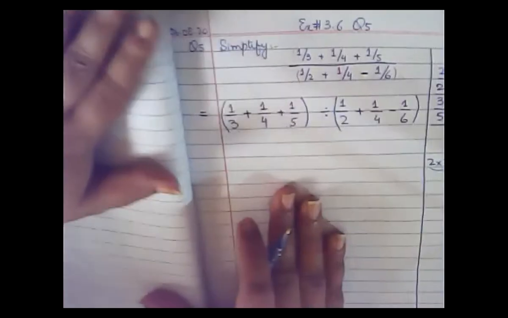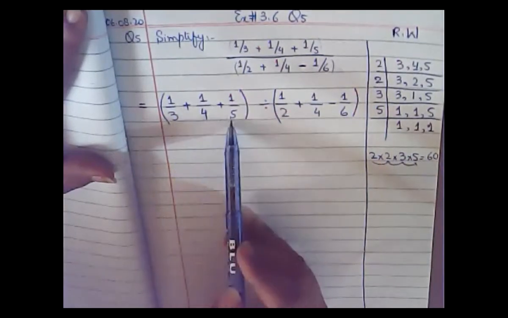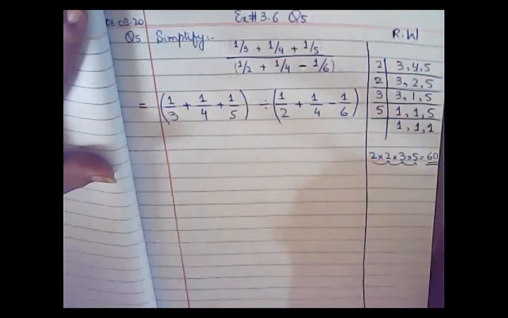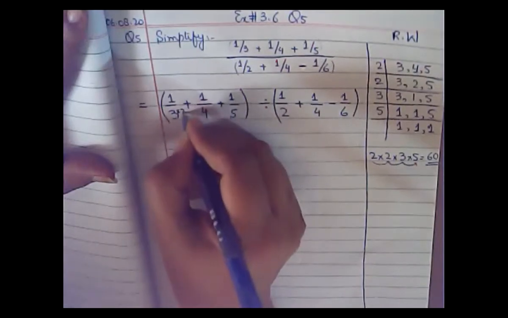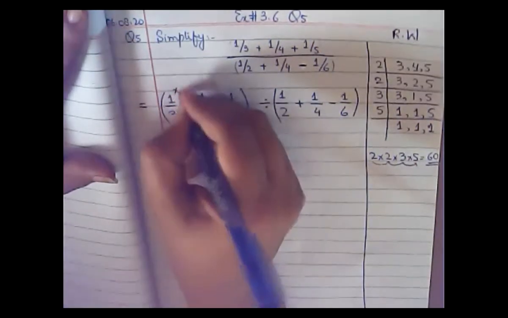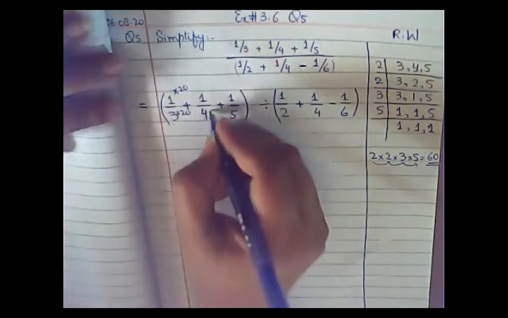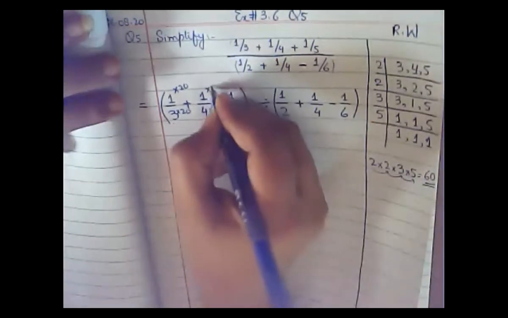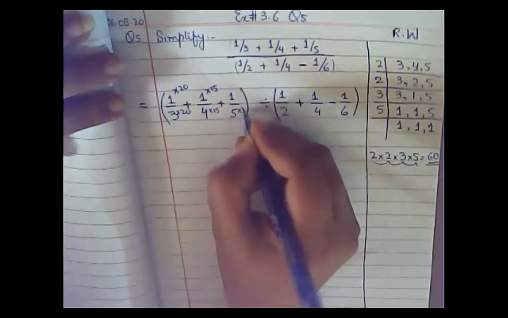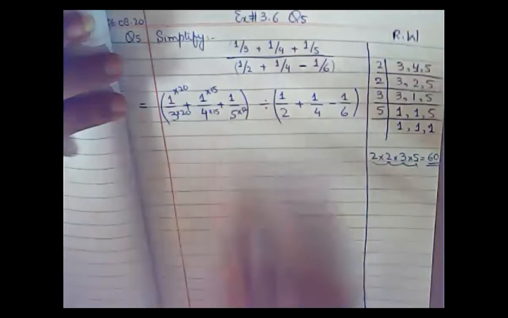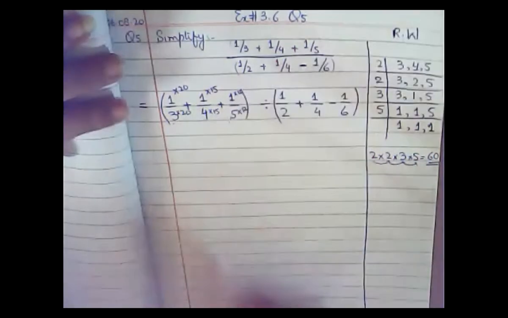Now here you have to make the denominators 60, meaning you have to multiply 3, 4 and 5 by such numbers that the answer will be 60. So 3 multiplied by 20 will become 60, so I'm going to multiply the denominator and numerator by 20. 4 multiplied by 15 will be 60, and similarly I'm going to multiply the numerator by 15 as well. And then 5 multiplied by 12 will become 60, so similarly I'm going to multiply this by 12. I know it is not too clear, but it is 12.